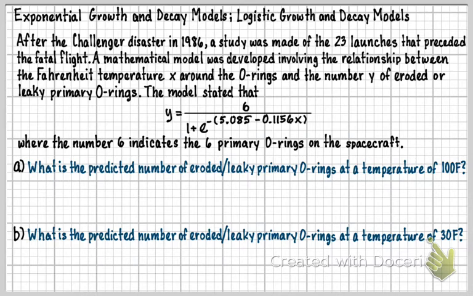Now if we look at this first example here, number A, it says, what is the predicted number of eroded leaky primary O-rings at a temperature of 100 degrees Fahrenheit? Again, that just simply means I'm going to plug in 100 for x here. Once I plug that all in, I get this number here, which tells me almost no O-rings are leaky or eroded, because that's almost 0.